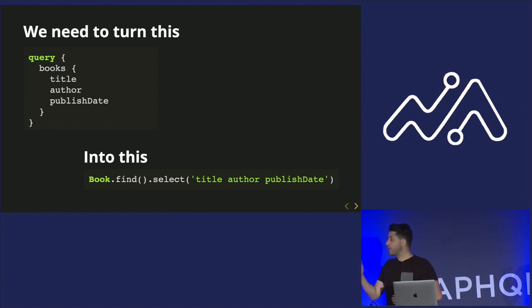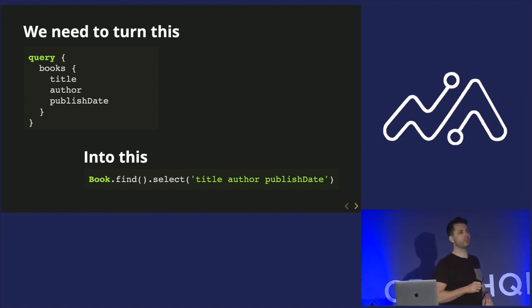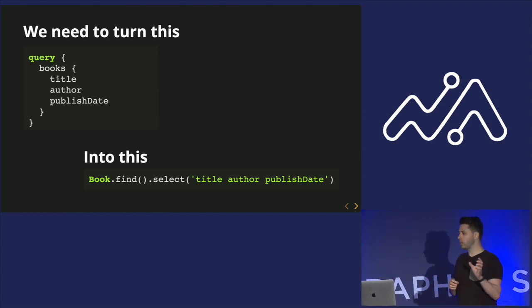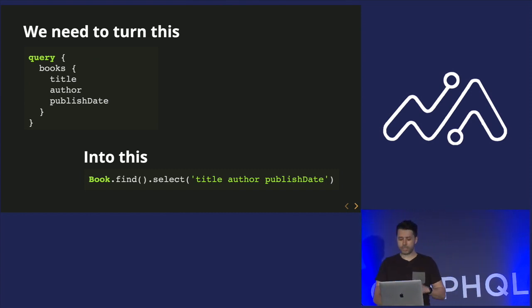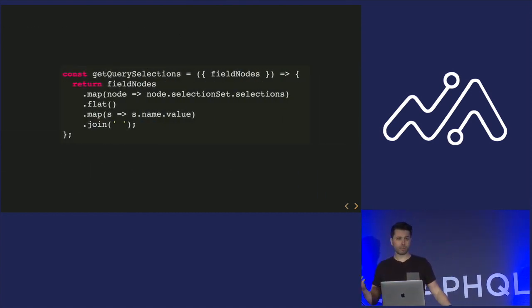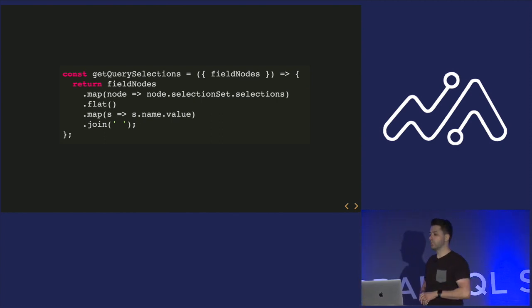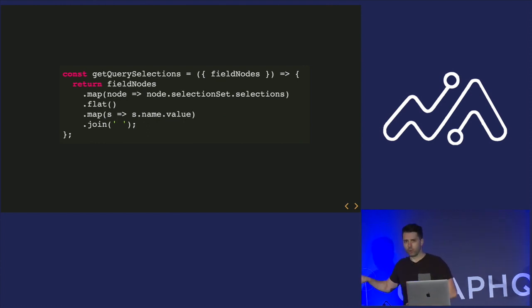And we want to select only those fields that we've actually queried for from the client. And really all that comes down to is turning whatever those selections from our client query are into a string that we can shuffle off into our database call. So we might have a function that looks a little bit like this, something like get query selections. And it's going to operate on that field nodes key and just kind of map over it, take the selections, flatten it, get the value, et cetera. Very quick and dirty way of doing this.